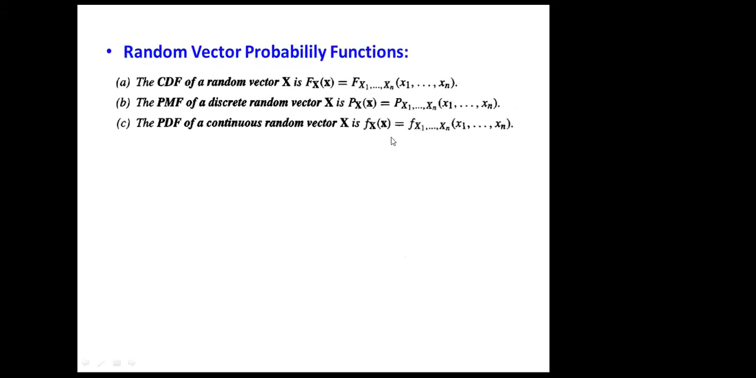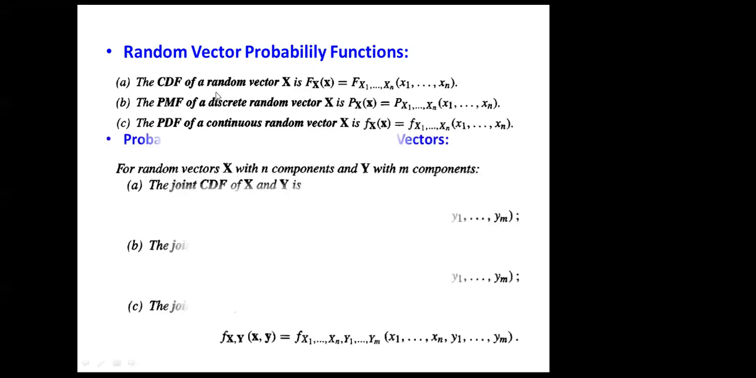Now I'm talking about random vector probability functions. These random vector probability functions, the CDF, will be F_X like this one. I told you already that if it is n-dimensional, we can say that this is a vector. When I'm talking about something n-dimensional, we can talk about it as a vector. So this is a random vector.